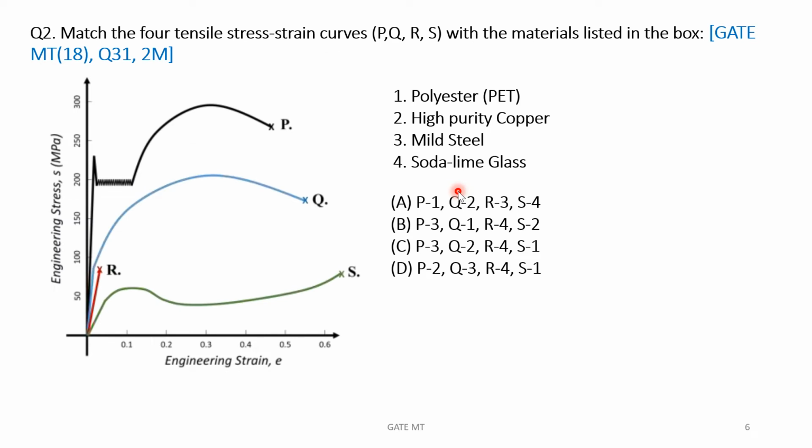Match the four tensile stress strain curves P, Q, R, and S with the materials listed in the box. It was asked in GATE Metallurgical Engineering for 2 marks. It's a very simple and direct question. So here we have four lines in the stress strain curve with different characteristic features. And in our options, four materials are given to us: polyester PET, a polymeric material; high purity copper, a metallic material with high ductility; mild steel, again a metallic material; and finally a brittle material, soda lime glass, characteristic of ceramics, etc. So, based on the features in this graph, we have to match these graphs to these particular materials.